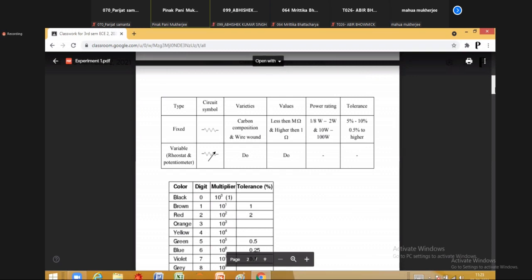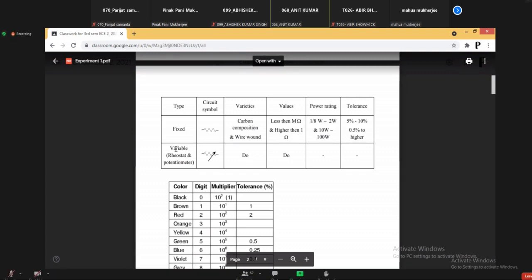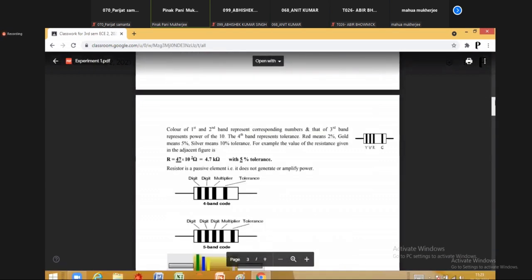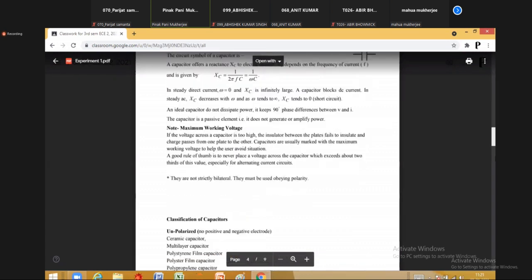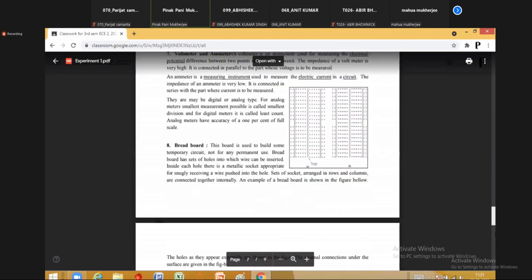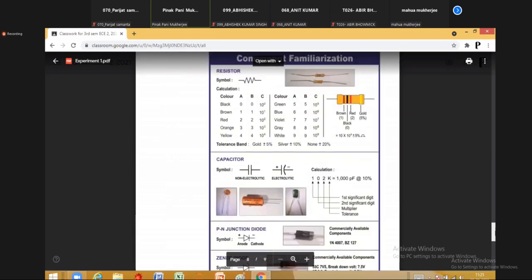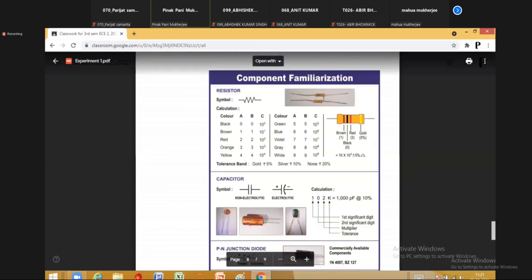You will read this document carefully. You can see here, if there is an arrow, then it is variable. If there is no arrow, then it is fixed. This is normal notation, and a resistor is looking like this. You can see this is a resistor. Sorry, a parallel resistor is looking like this one. This thing is a practical resistor. This one, the top one.